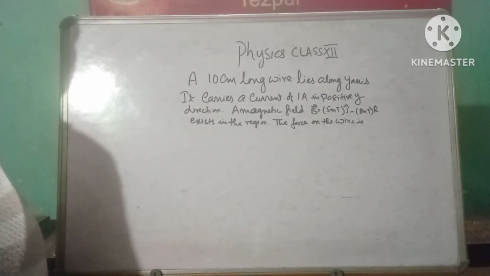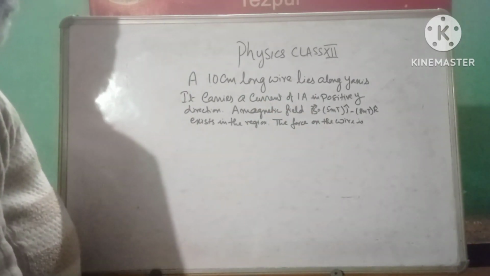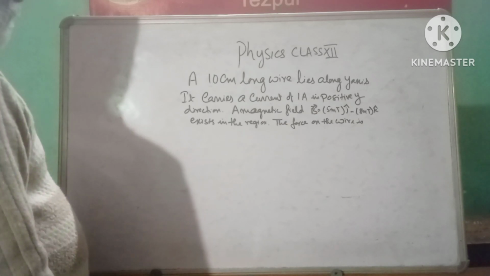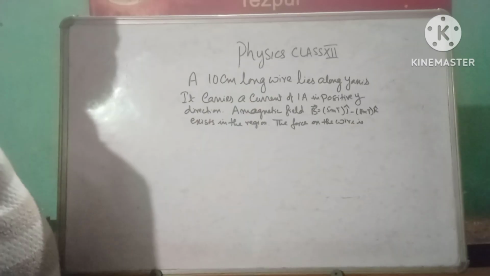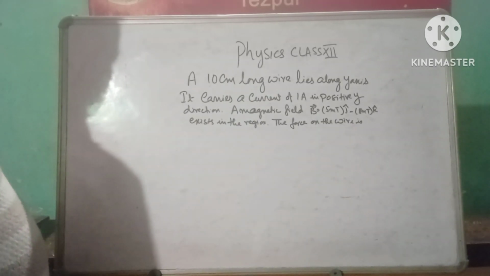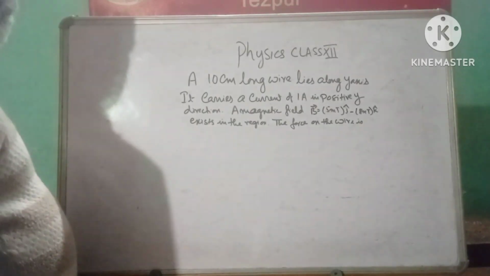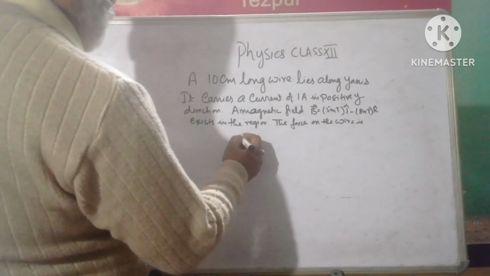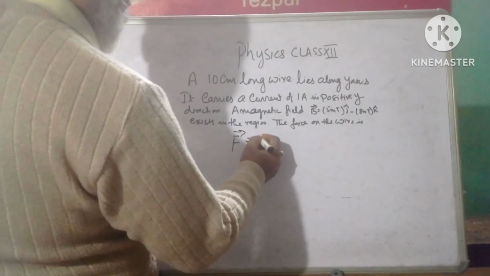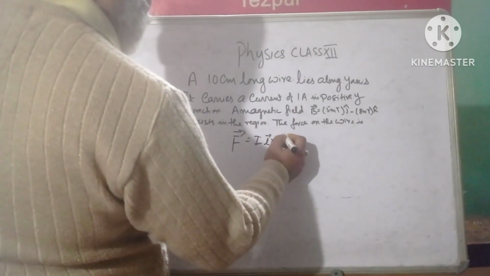The next question is: a 10 centimeter long wire lies along the y-axis and carries a current of 1 ampere in the positive y direction. The magnitude of the magnetic field is given to you, existing in the region. The force on the wire, you know the formula, is I L cross B.